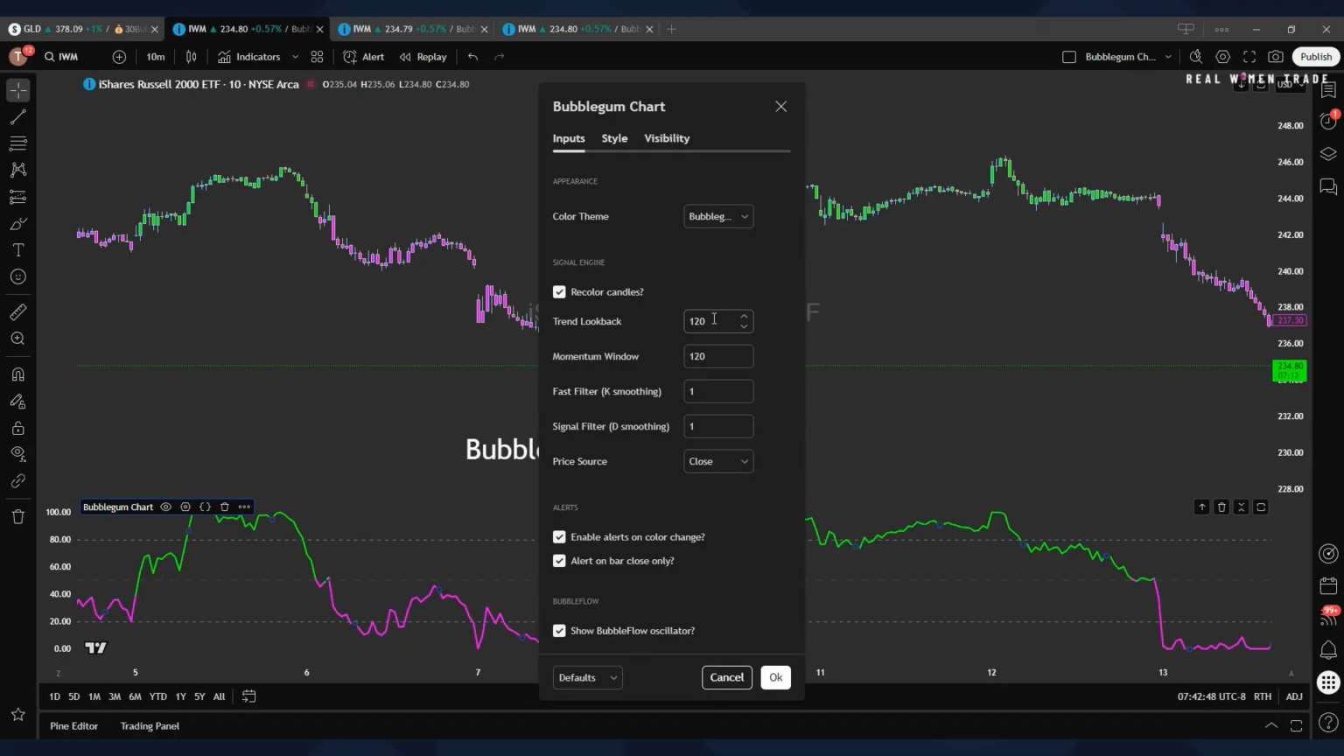So if you trade a different time frame, in the PDF that comes along with the bubblegum charts, you would see what to change this to. For 1-minute, 5-minute, 10-minute, 15-minute, 120 is a good setting.